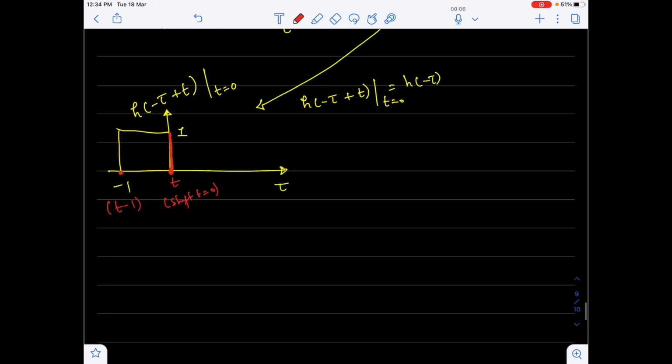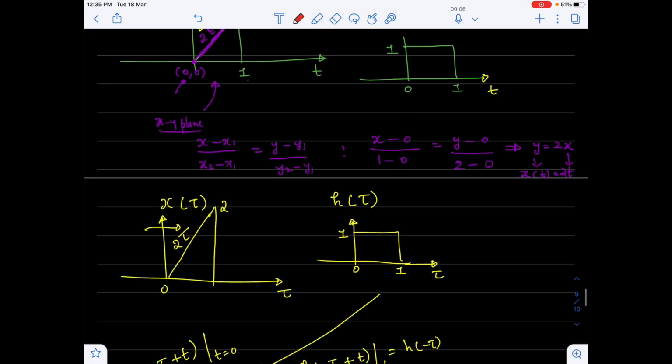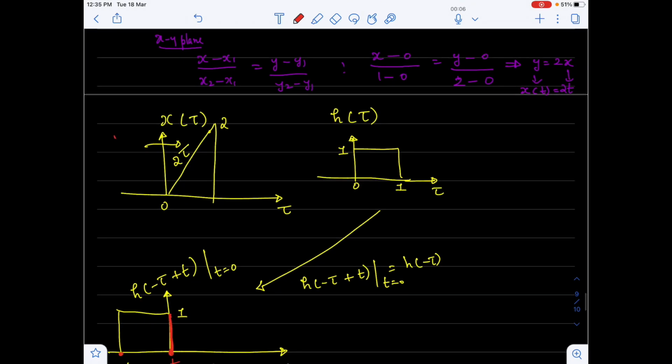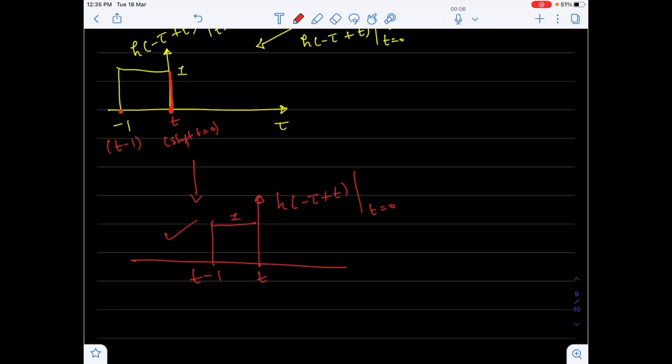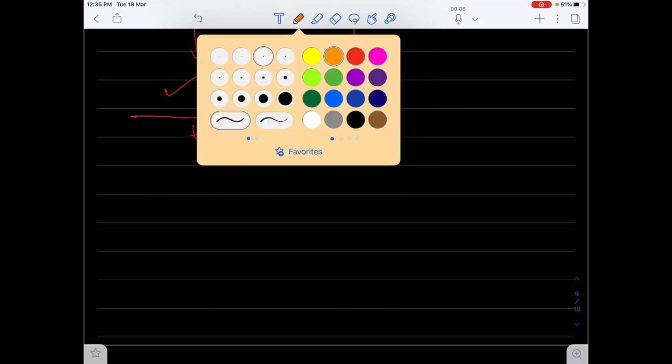So I am going to rewrite it again. This will be something like this: minus 1, t minus 1, and this point is t, and this is your h of minus tau plus t, but here the shift t equals 0. So this is the situation. You have two main functions, this one and also this one. Now you just need to multiply and integrate as discussed in the previous problems.